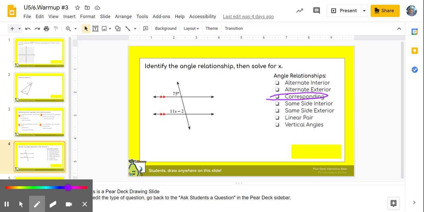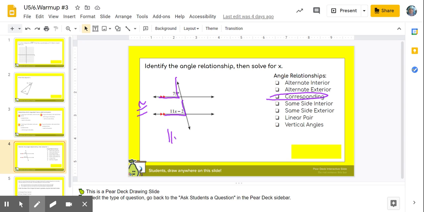Everybody chose corresponding angles. That was fantastic. Corresponding angles are congruent or supplementary? Can somebody unmute themselves since I can't open the chat? Congruent, for sure. So these are both acute angles. So we're going to do 11x minus 2 equals 75. And when we solve that, we're going to add 2 to both sides. We get 11x equals 77, or x equals 7.